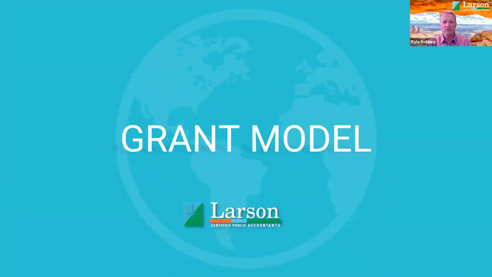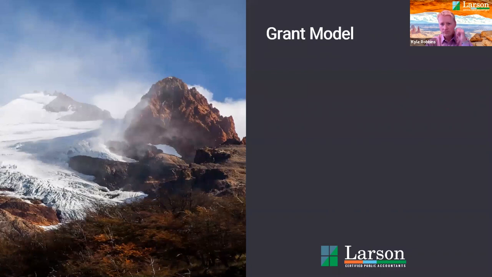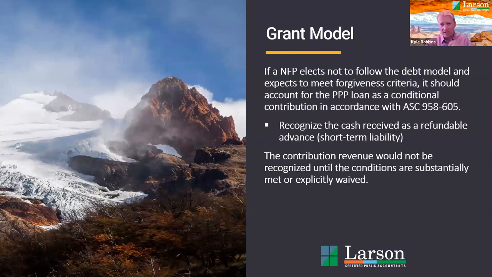So let's get into the grant model. This is the other option you have to follow. If the nonprofit elects not to follow the debt model, but you do expect to meet your forgiveness criteria, you should account for it as a conditional contribution. And this is in accordance with ASC 958-605. So that's the conditional contribution guidance.